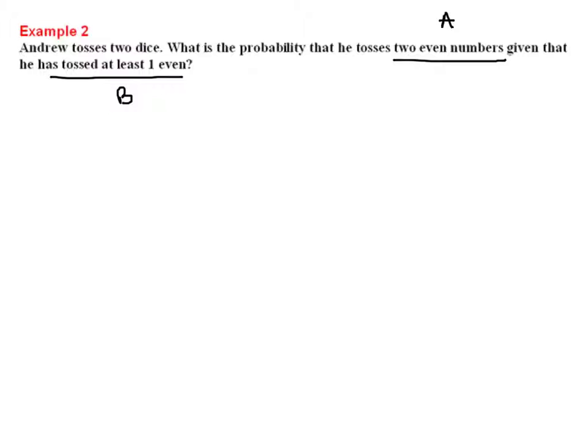Now, here's an interesting thing here. The probability of A and B happening, which we need for the numerator of this probability problem, is the same as the probability of event A happening. The reason for that is that if we roll two even numbers, that means at least one is even. So by A happening, we have already made sure that B is happening.